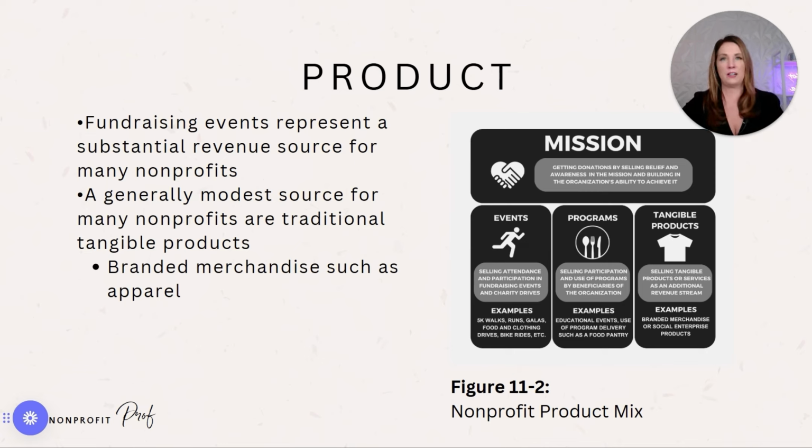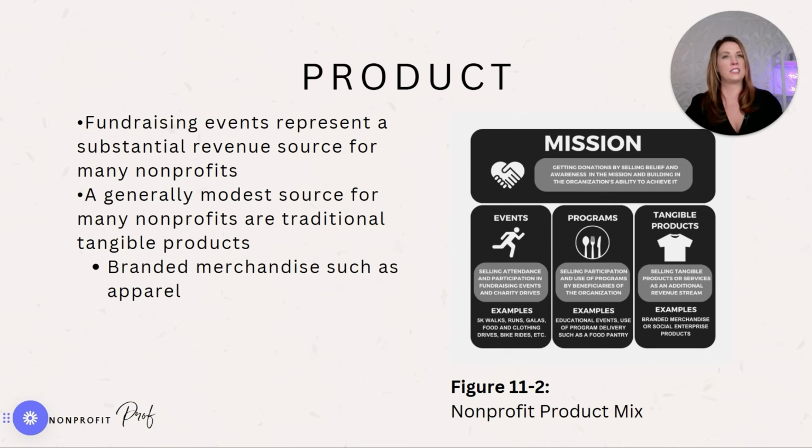And another type of secondary product that nonprofits sometimes use are the actual sale of tangible products. But with tangible products, you're actually selling a tangible product. And tangible means it's something that's touchable. You can look, see, touch, and feel it. So some examples include branded merch.